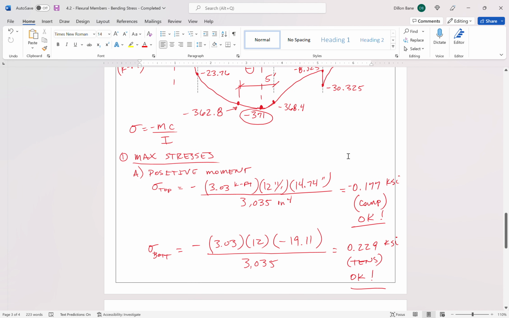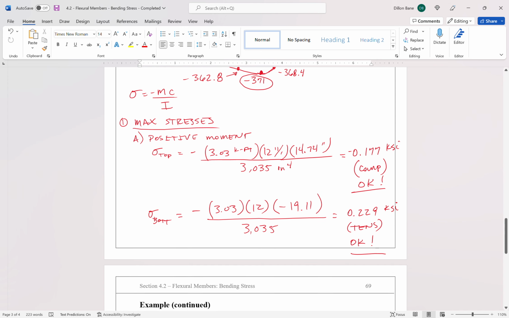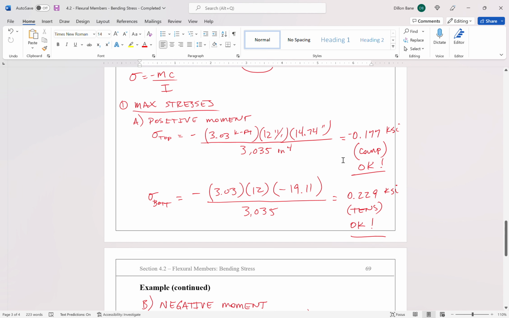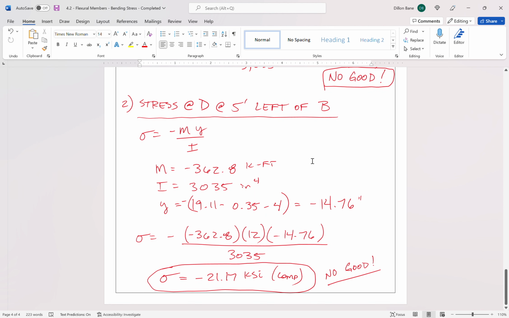So you get the moment from the shear moment diagram. You get the C value from where the centroid is. You get I from the moment of inertia. You just combine all of these different statics procedures into one equation and we get stress. All right. That's all this is. Bending stress is nothing more than just combining a bunch of different statics things together.